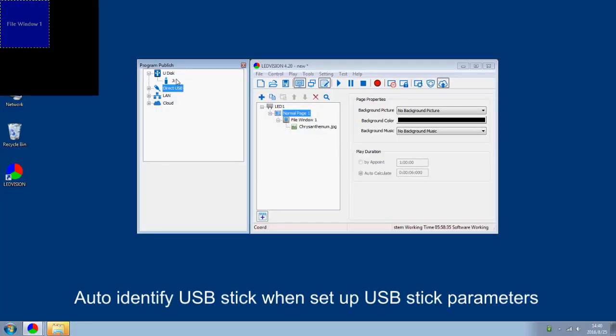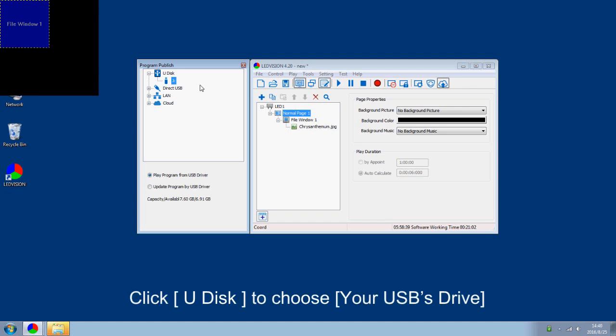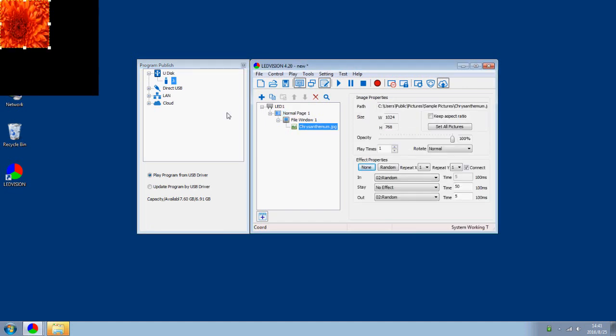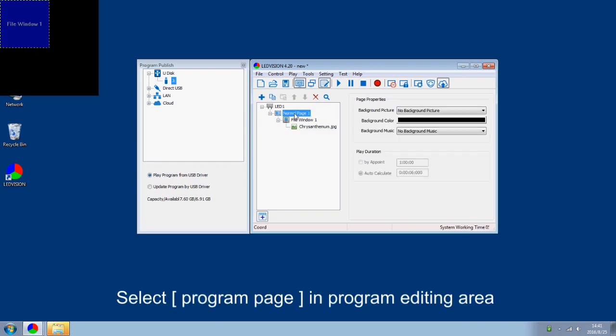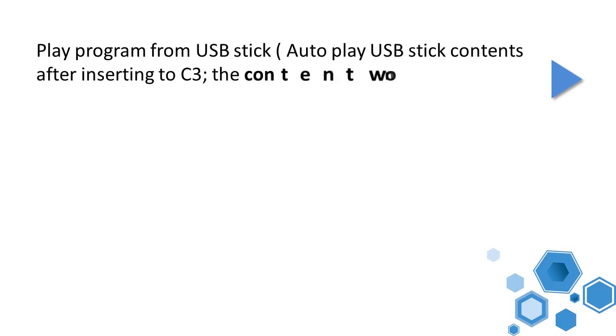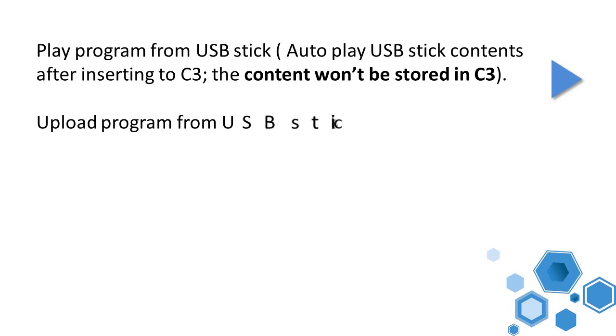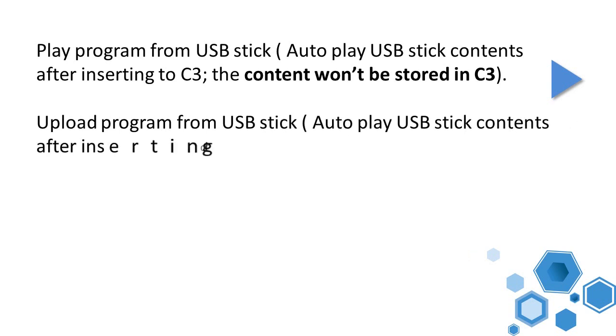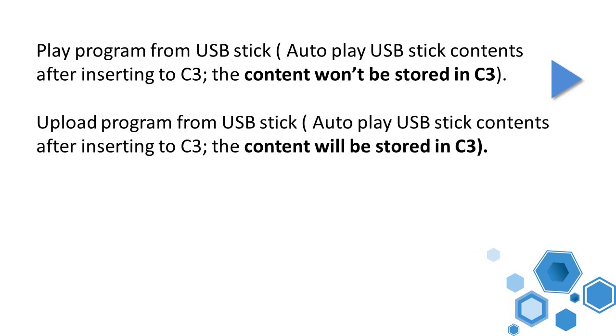It will auto-identify the USB stick when setting up USB stick parameters. Click Use this to choose your USB drive. Then select Program page in the Program Editing area. Play program from USB stick: auto-play USB stick contents after inserting into C3. The content won't be stored in C3.